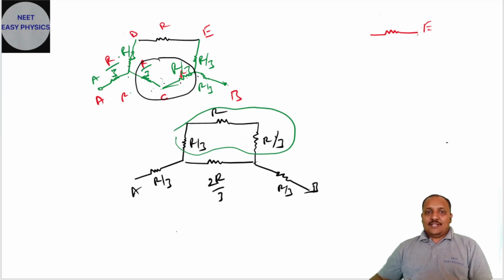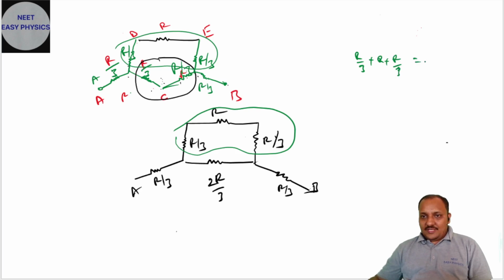How are these three connected here? Connected in series. Therefore, R by 3 plus R plus R by 3. How much will you get? 3 is the LCM. So R plus 3R plus R. How much will you get? 5R by 3. If you remove all these three, you will get 5R by 3.